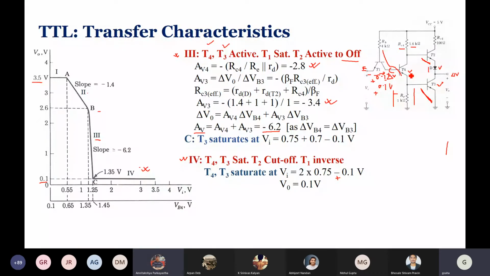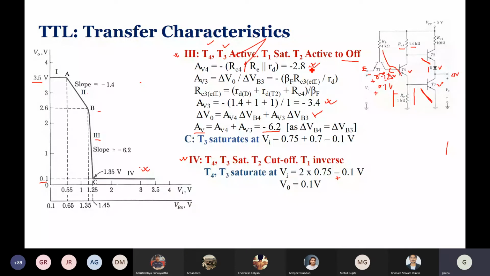Yes, please. How do you get the expression for del V out containing AB4 and AB3? This one? Yeah, that one, in region 3. This expression that you are talking about? Yeah, this one. Last one? Yes, sir.